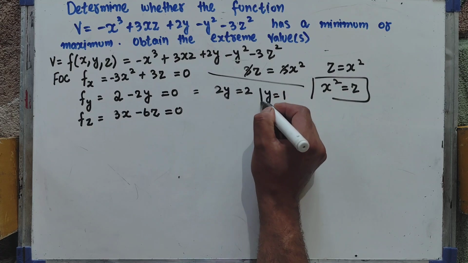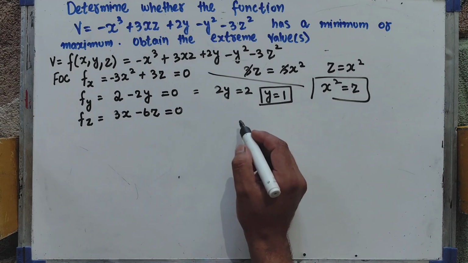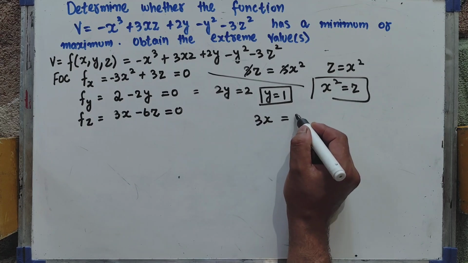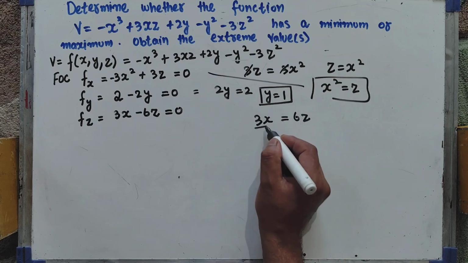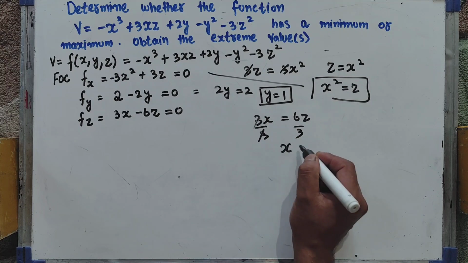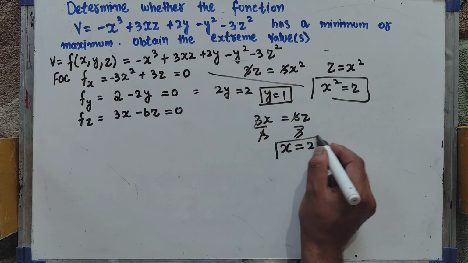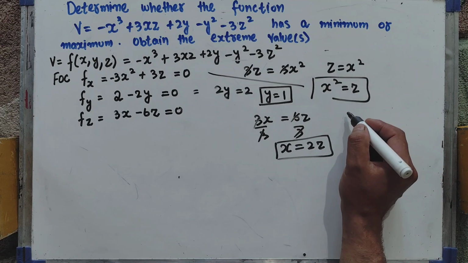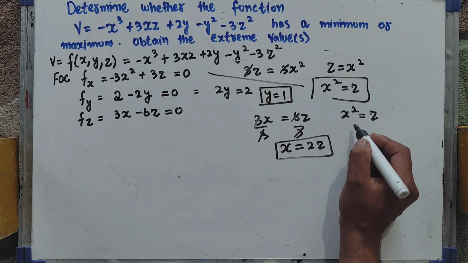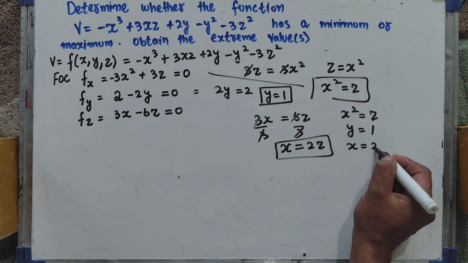So far we got one critical value, for y, which is 1. Now in the last equation, we can write 3x, transpose it, it is equal to 6z. Dividing both sides by 3, this gets cancelled, so here we get x is equal to 2z. What do we have now? We have x square is equal to z, y is equal to 1, and x is equal to 2z.